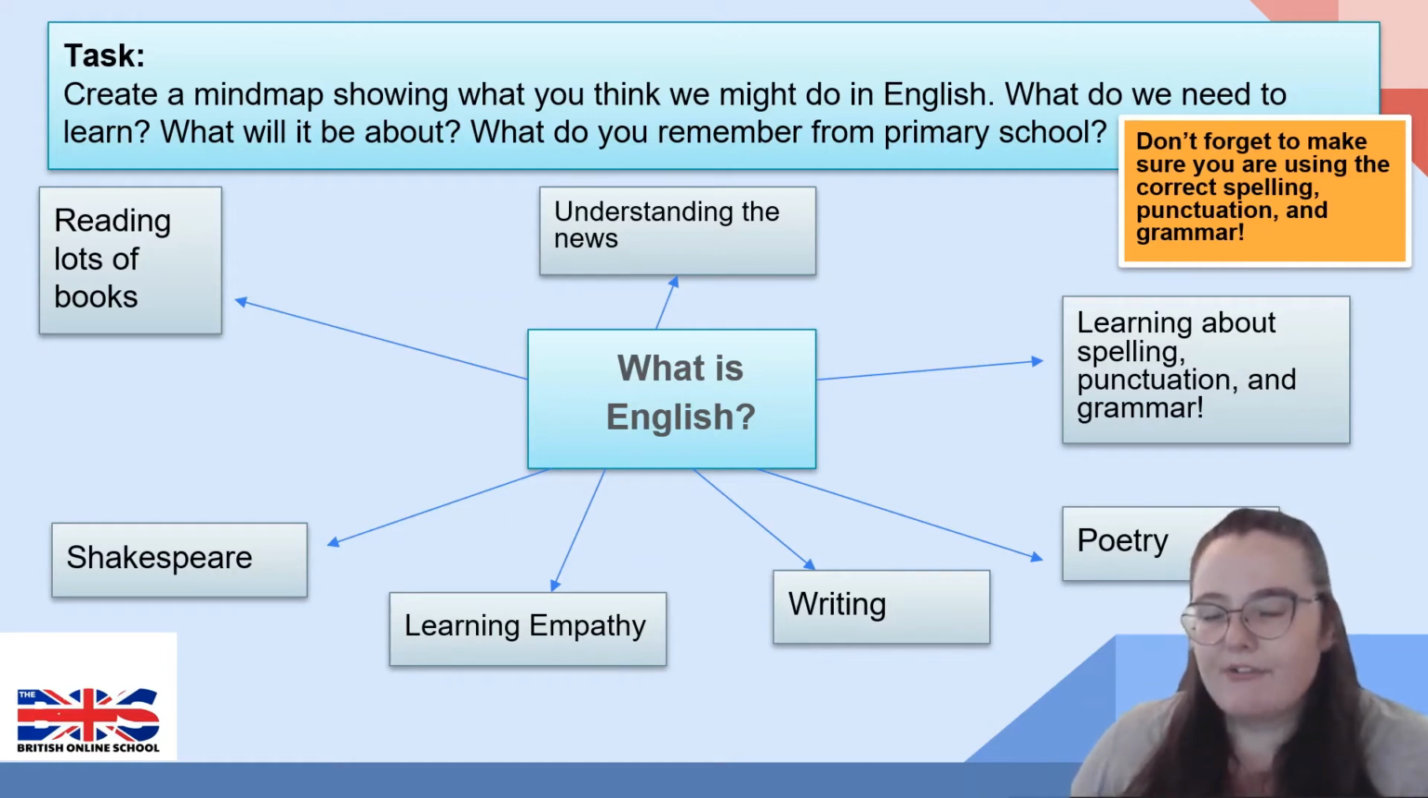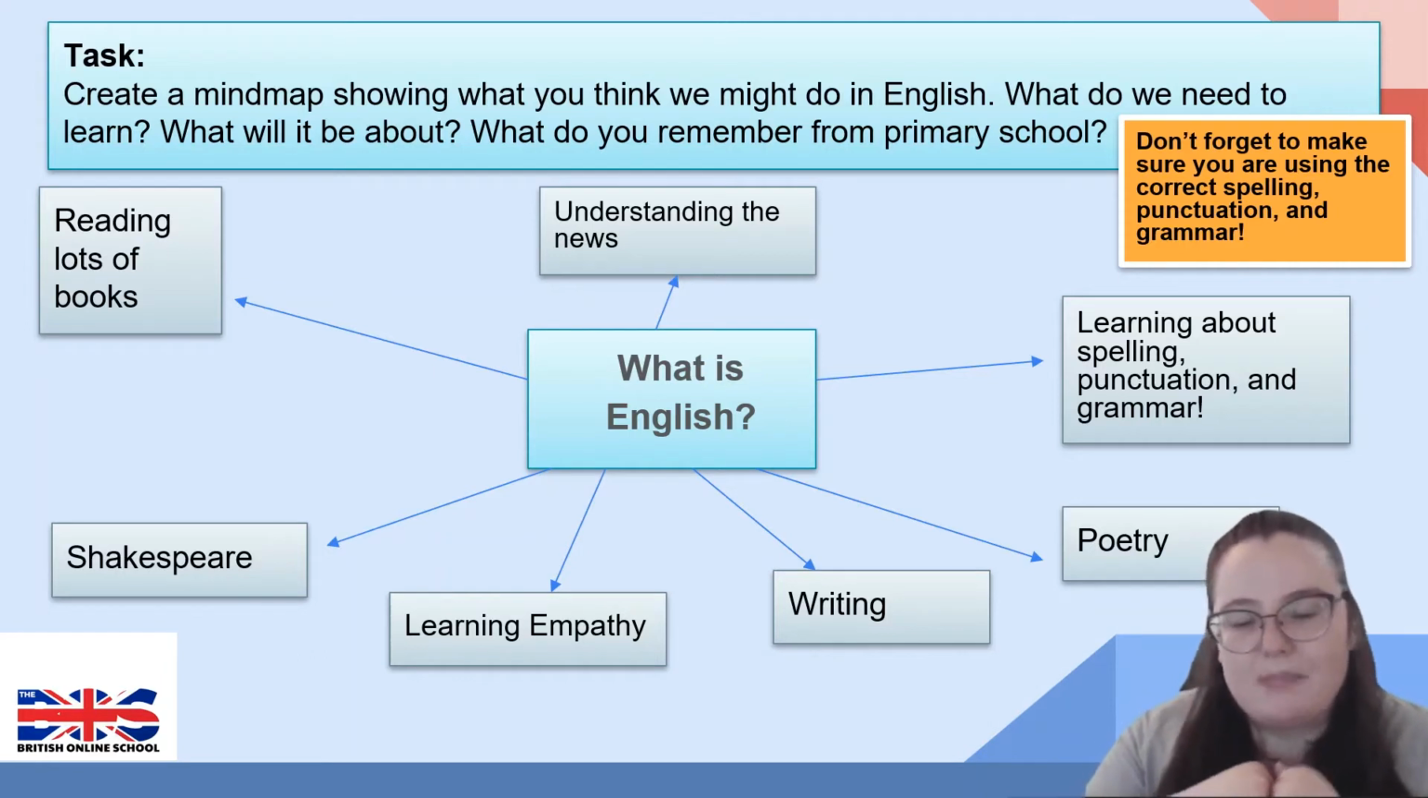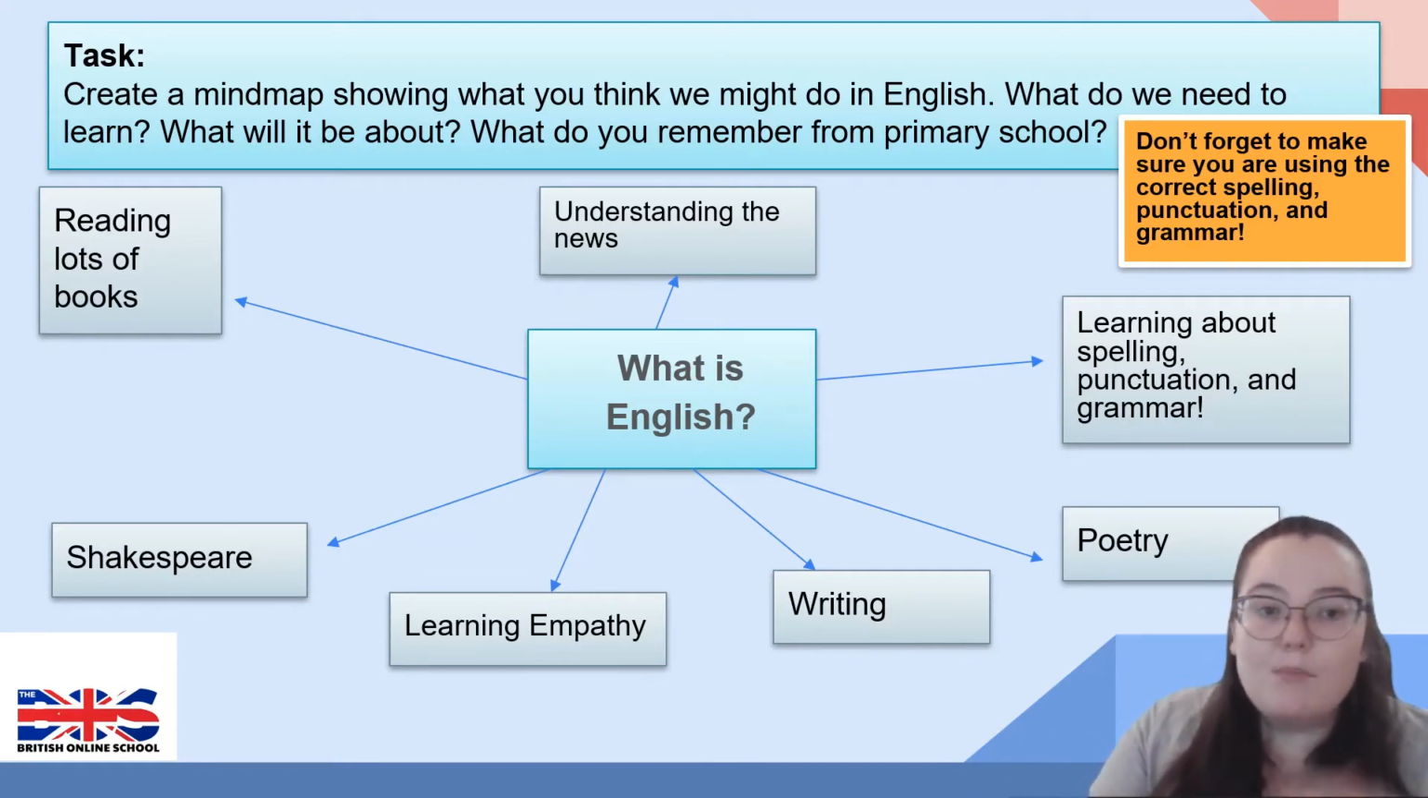Now, Shakespeare, I've thrown him on here as kind of a stand-in for all the big writers throughout history, because he is one of the main ones that we do study in English. But we also look at people like Chaucer, who was a medieval writer, modern writers such as Angie Thomas or Andrea Levy, and 19th century authors such as Charles Dickens and things like that.